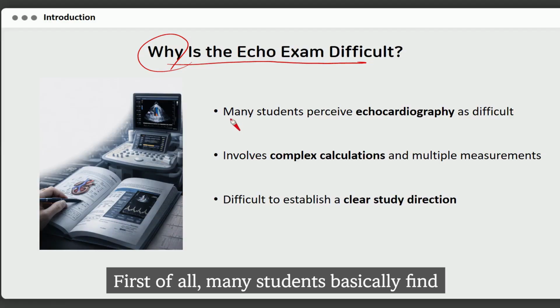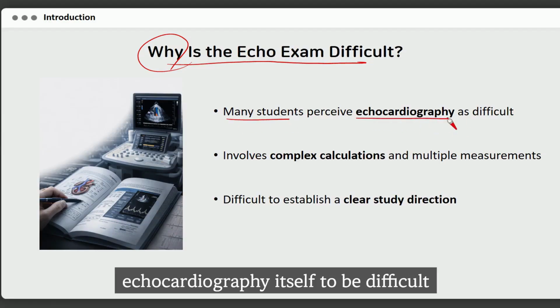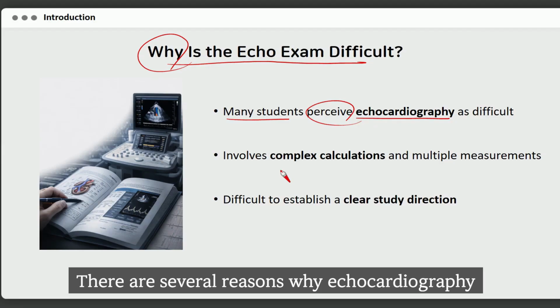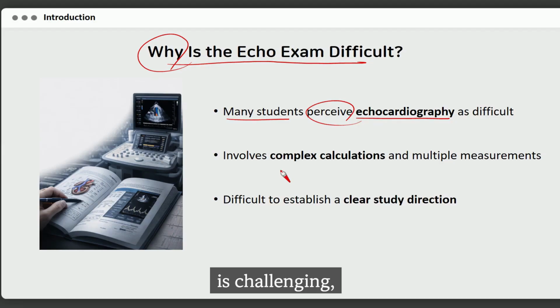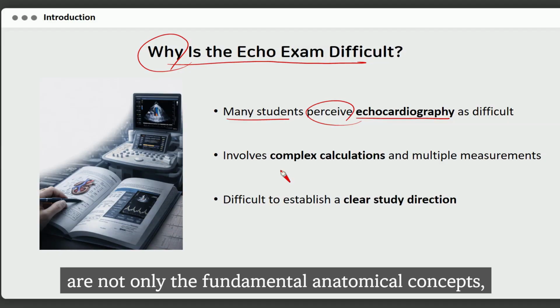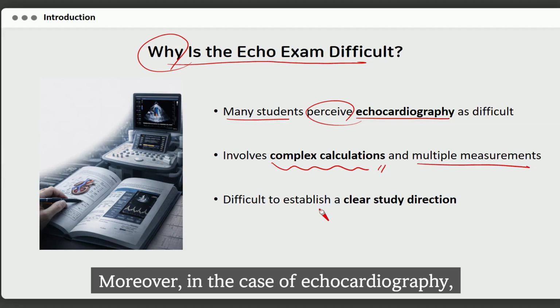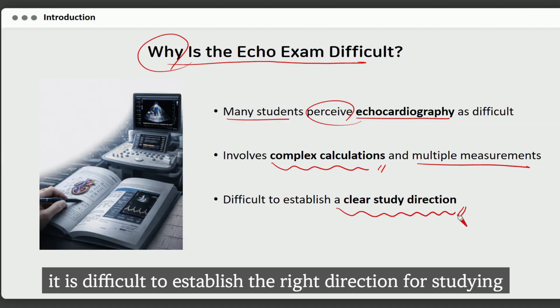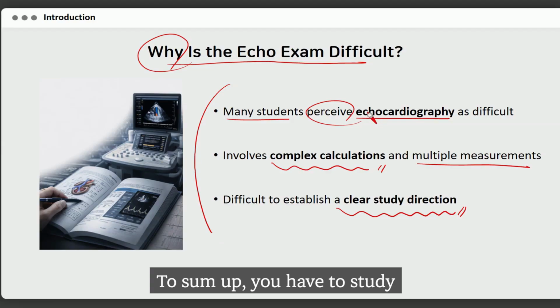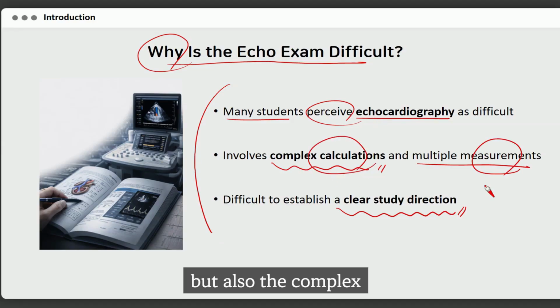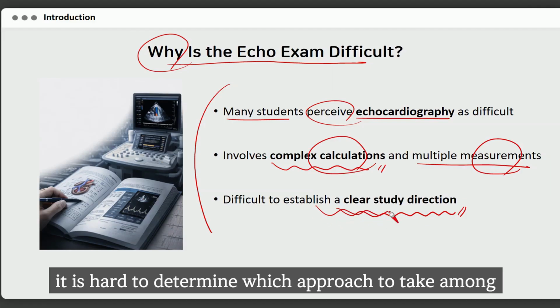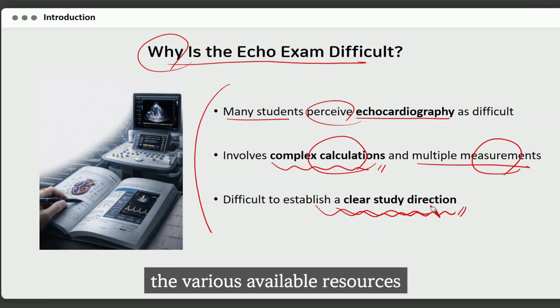First of all, many students basically find echocardiography itself to be difficult. There are several reasons why echocardiography is challenging, but the main ones are not only the fundamental anatomical concepts, but also the inclusion of complex calculation methods and various measurements. Moreover, in the case of echocardiography, it is difficult to establish the right direction for studying. To sum up, you have to study not only the basic concepts, but also the complex and diverse measurement items. On top of that, it is hard to determine which approach to take among the various available resources.